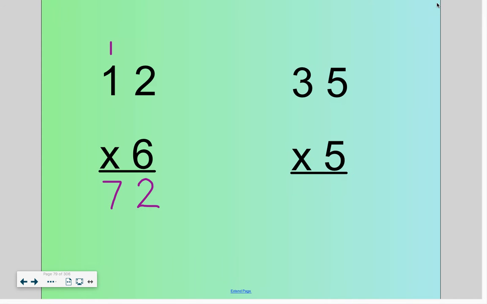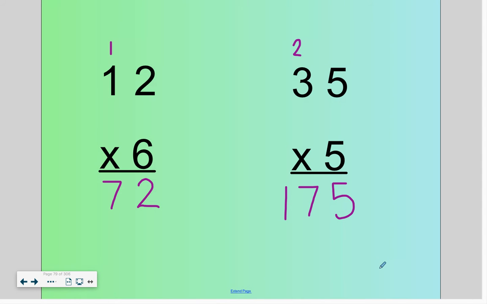Let's try that again. Now it's 35 times 5. You could skip count by 5 35 times if you wanted, but let's make it easier. Let's start with this 5 here. 5 times 5 is 25. Put your 5, carry your 2. 5 times 3 is 15, plus 2 is 17. We get an answer of 175.